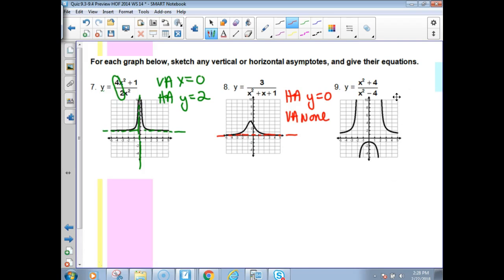Okay, third one, or number 9. Factor that denominator: x minus 2 times x plus 2. The numerator will never be 0 because you can't square something and get a negative. So that doesn't have any x-intercepts. That's all that meant. But I see that I have a vertical asymptote at x equals 2 and one at x equals -2. Drawing them in. And then what's the horizontal? It's y equals 1, equal weight top and bottom.